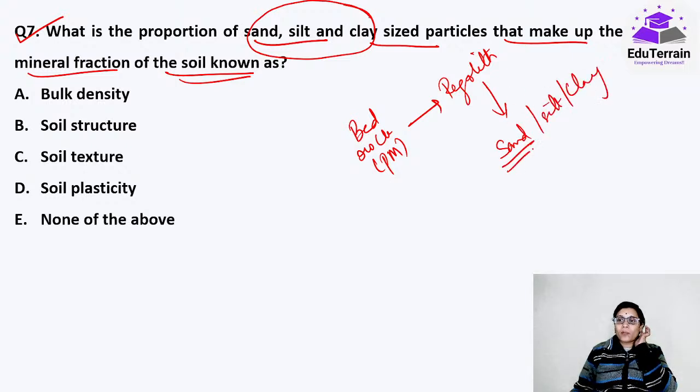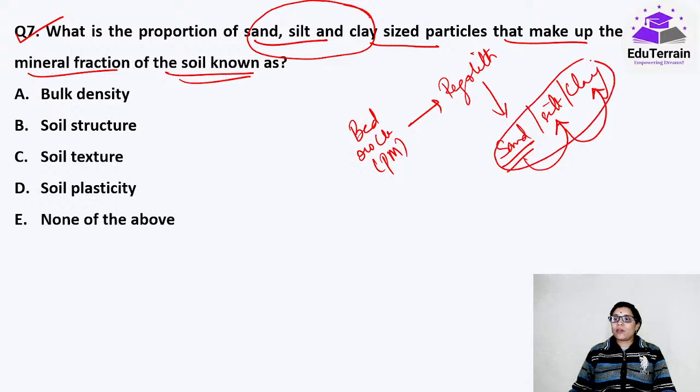See, this will form the sand, which is a little bit bigger in size. After that, sand further breaks down through weathering, leading to silt. Silt further breaks down to form clay. And these are called the minerals in soil content.